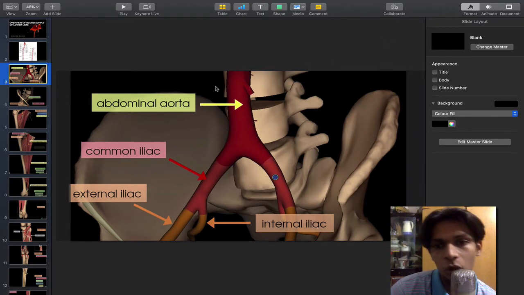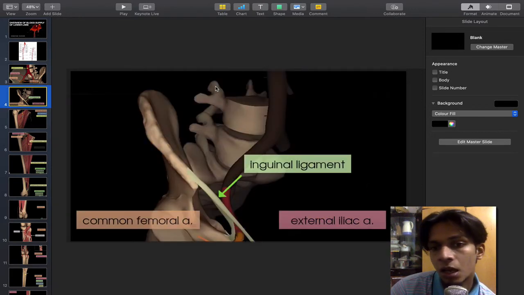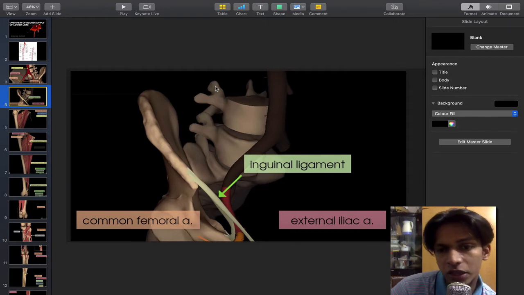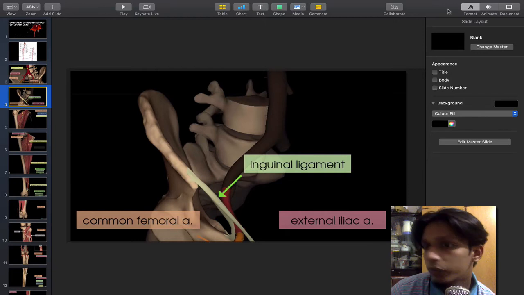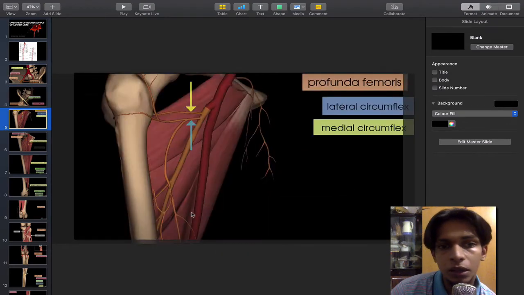So this is the abdominal aorta, which bifurcates into two common iliac arteries, and those common iliac arteries are bifurcating into the external iliac artery and the internal iliac artery. After that, we can see the inguinal ligament, which the external iliac artery has to cross, and it becomes the femoral artery.